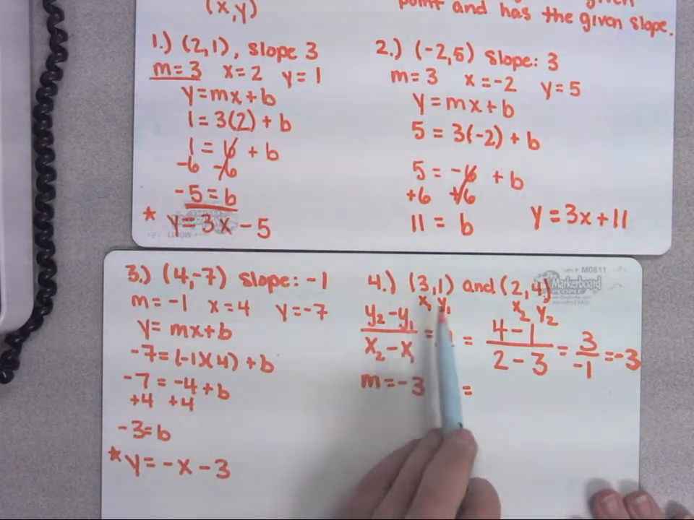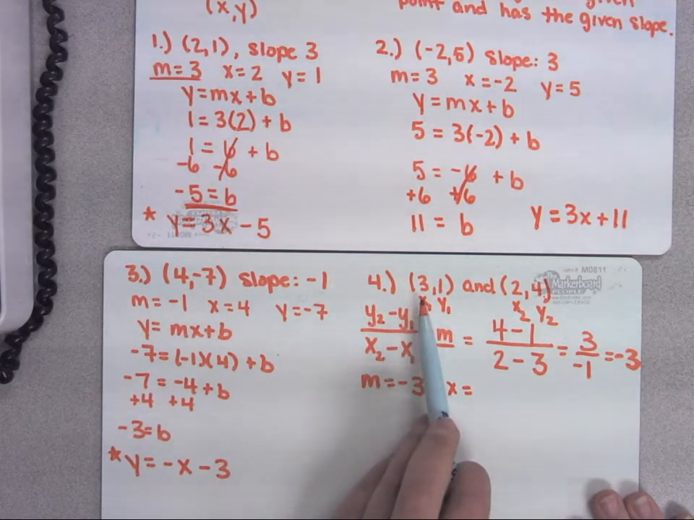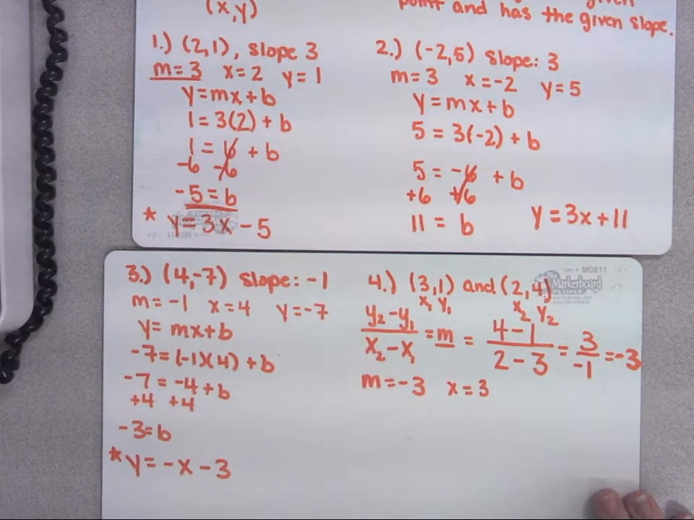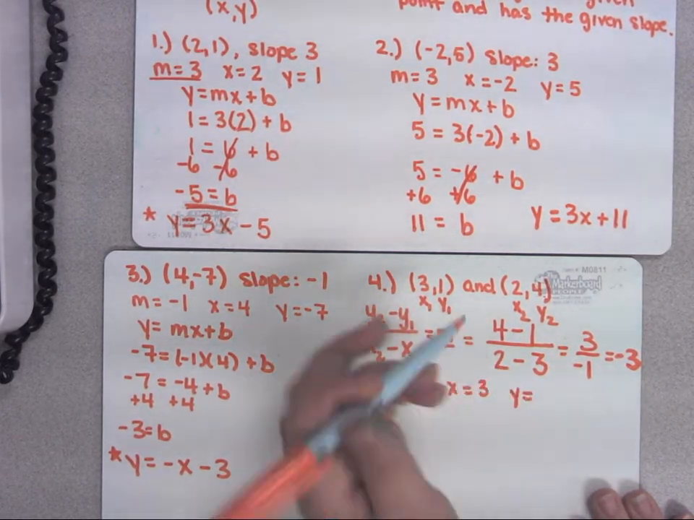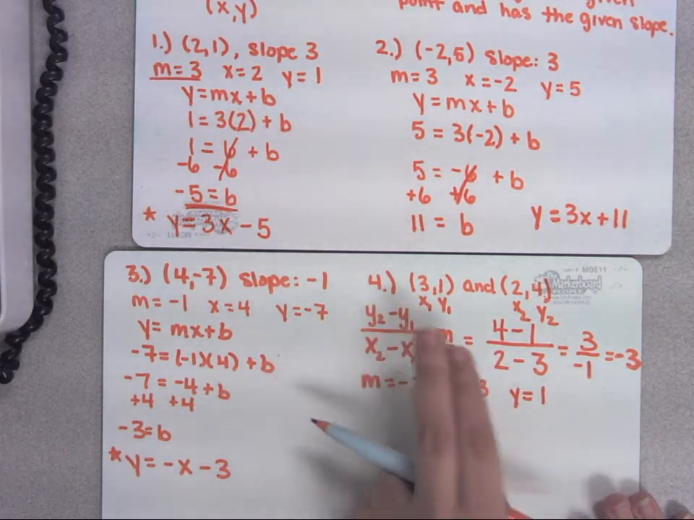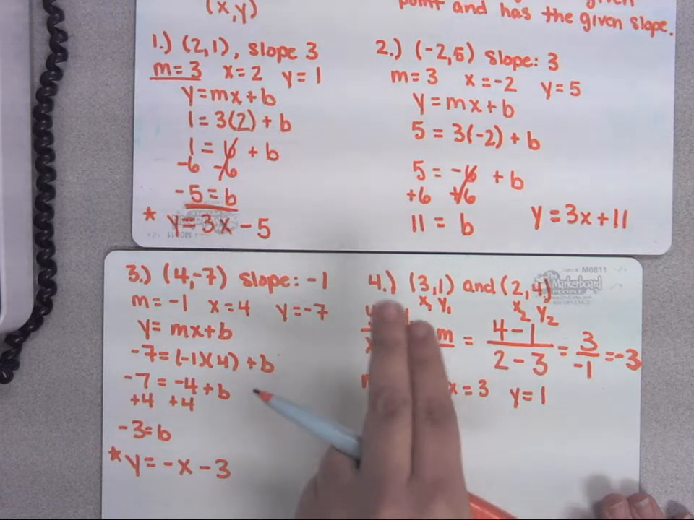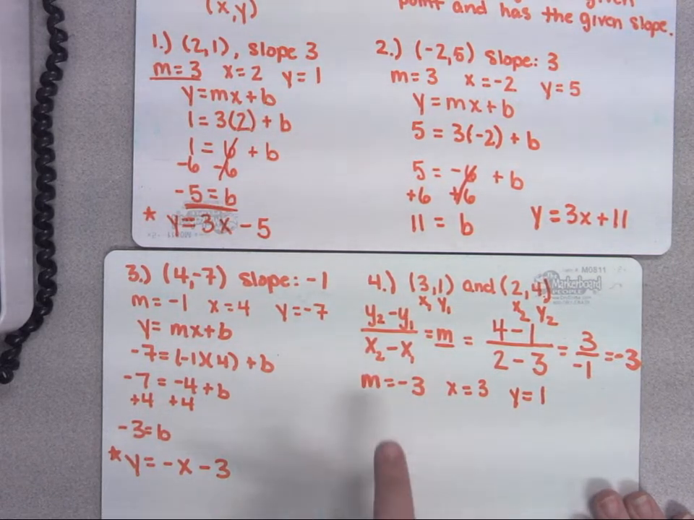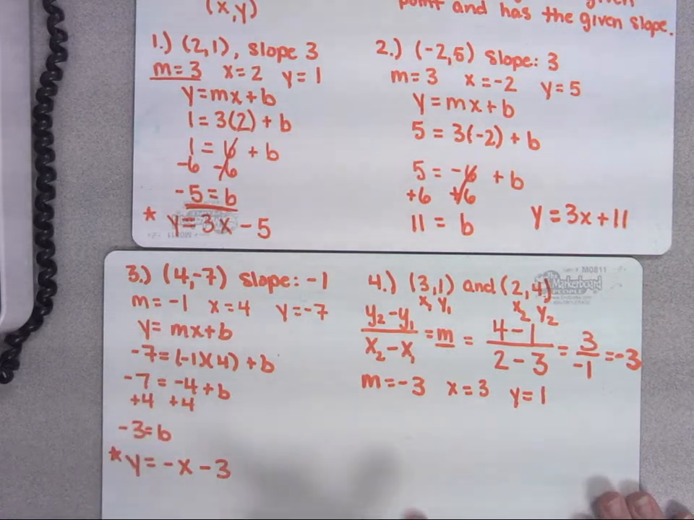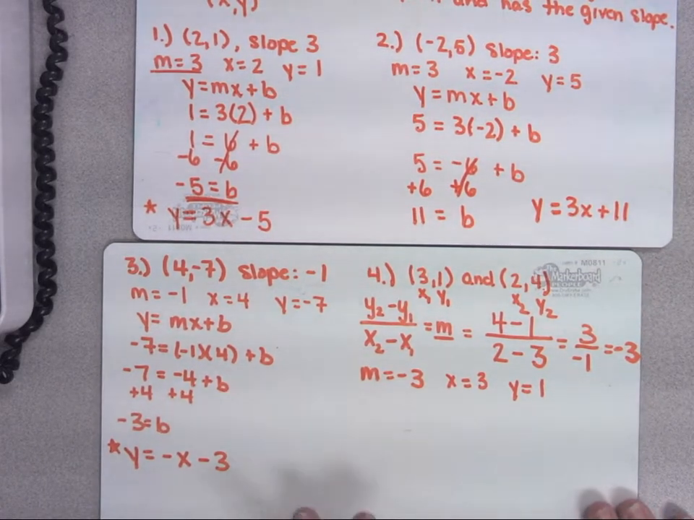I always pick the front point. So I always pick my X1 and my Y1. So X equals 3, Y equals 1. You just have to pick the X and Y from the same spot. It doesn't really matter which one you pick. Now again, just like before, do we have an M, an X, and a Y? Just like we did right here. Now we can do the same exact thing.